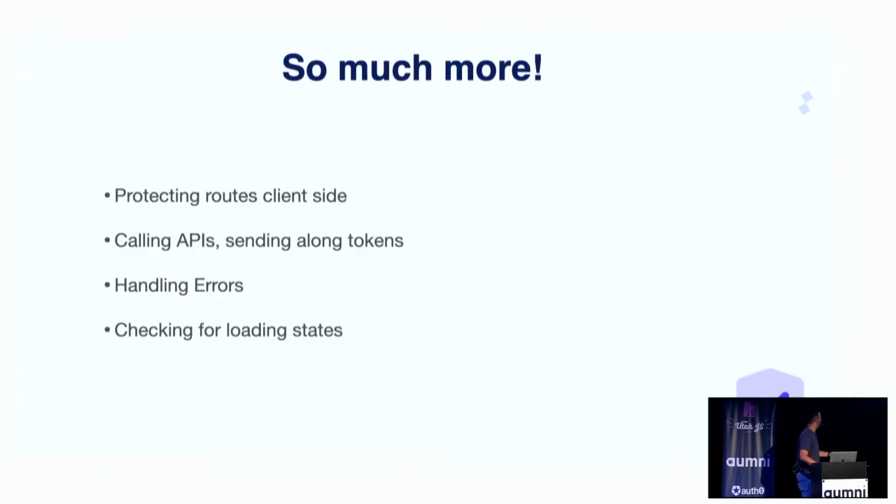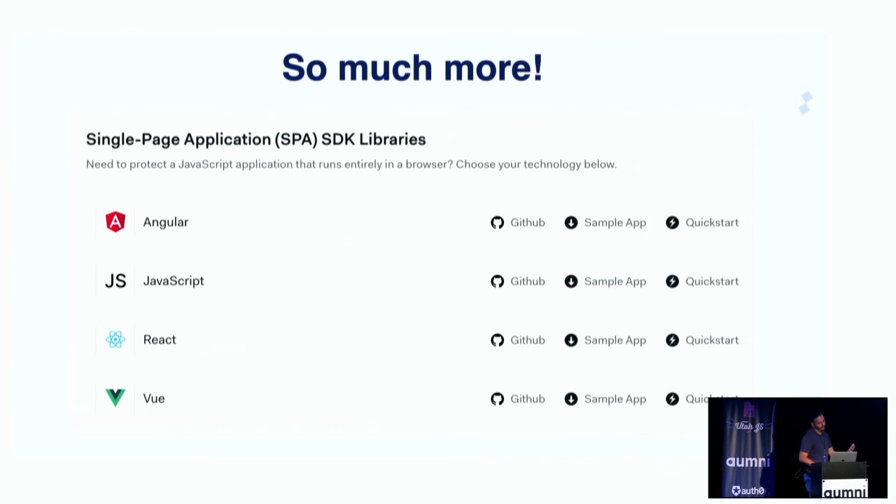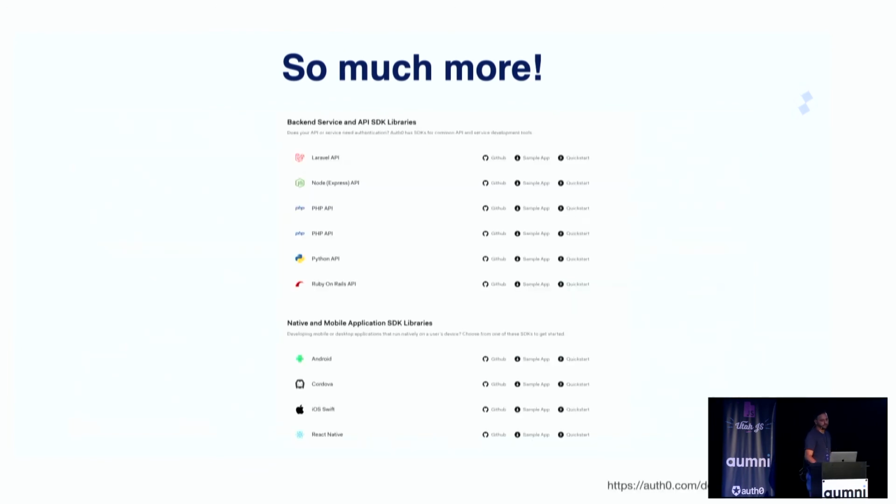So when working with SDKs, we try to make it as easy as possible: protecting routes, handling errors, checking loading states, all that stuff. And there are SDKs for whatever SPA library you're using: Angular, Vue, just vanilla JavaScript.